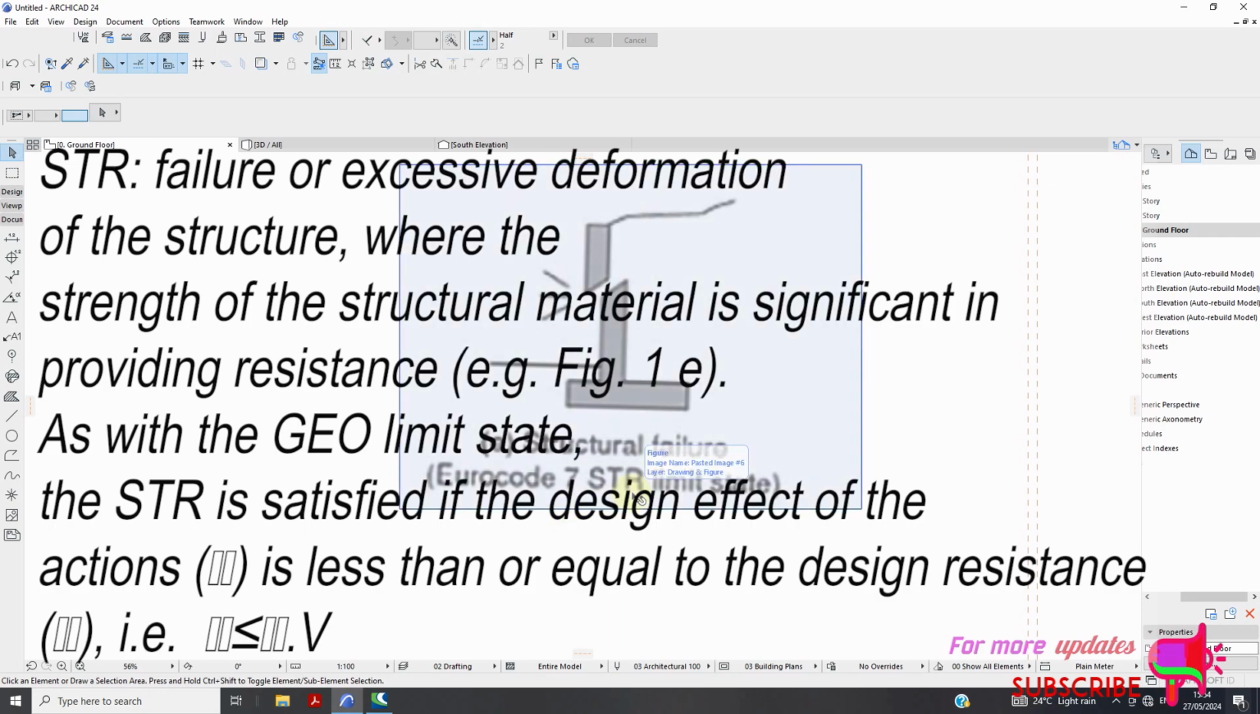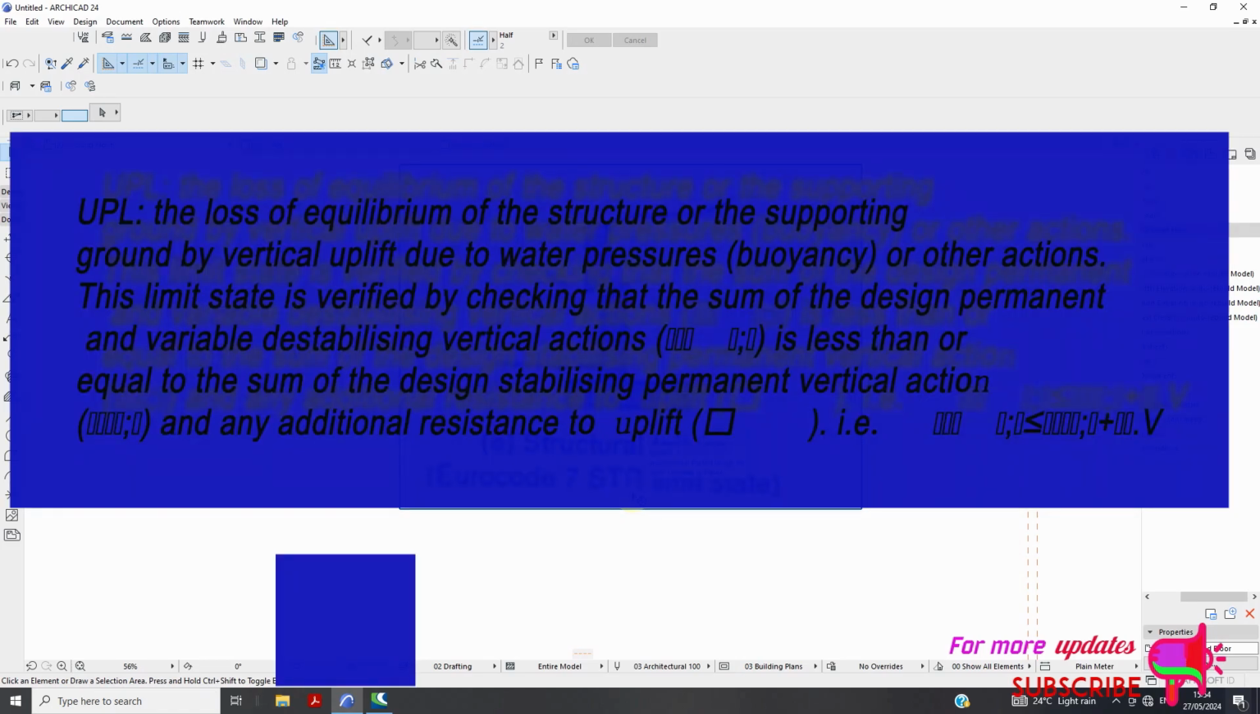The other types of limit states are UPL, that is uplift, which is the loss of equilibrium of the structure or the supporting ground by vertical uplift due to water pressure or buoyancy or other action. This limit state is verified by checking that the sum of the design permanent and variable destabilizing vertical action is less than or equal to the sum of the design stabilizing permanent vertical action and any additional resistance to uplift.